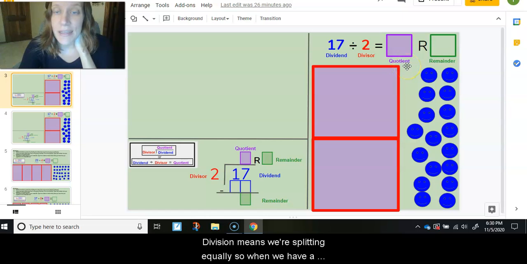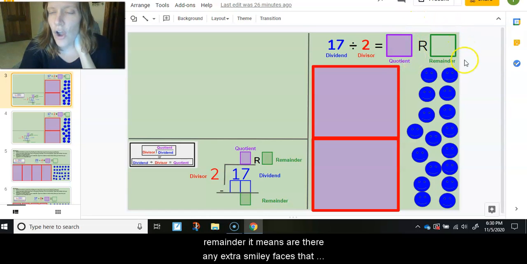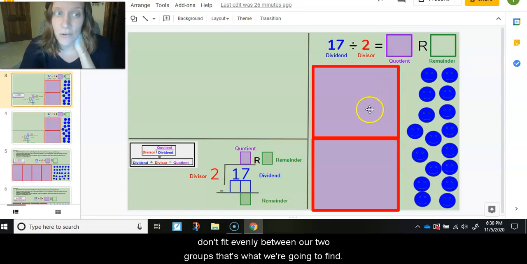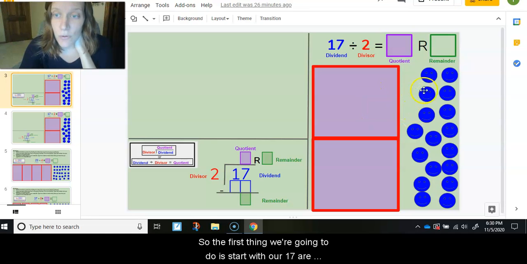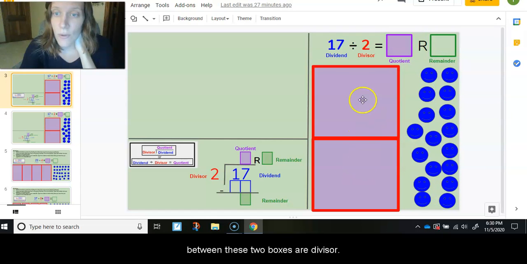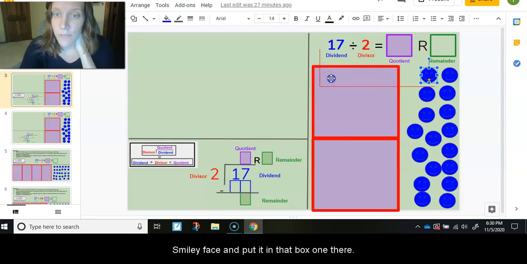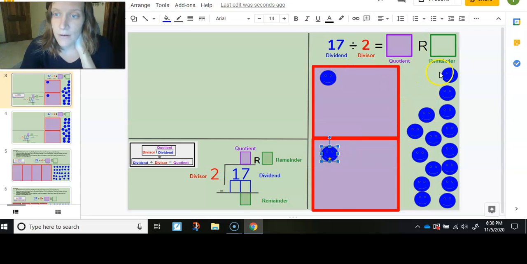Division means we're splitting equally. So when we have a remainder, it means, are there any extra smiley faces that don't fit evenly between our two groups? That's what we're going to find out. So the first thing we're going to do is start with our 17, our dividend, and we are just going to start splitting it between these two boxes, our divisor. So I'm going to take one smiley face and put it in that box, one there, one there.